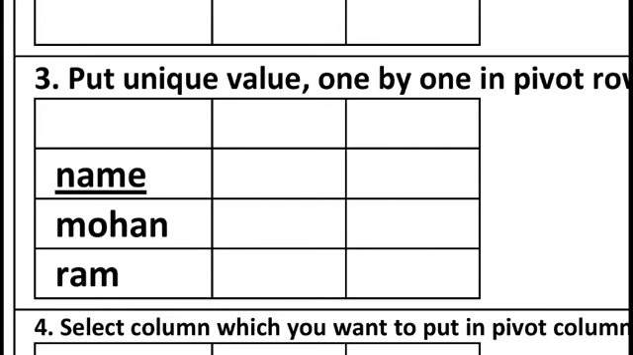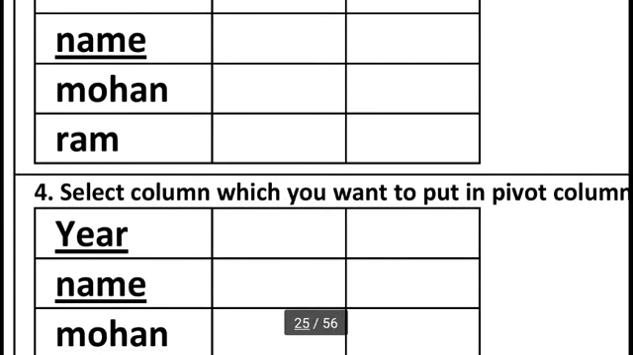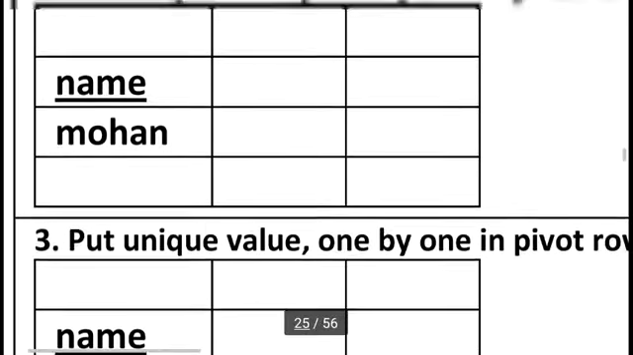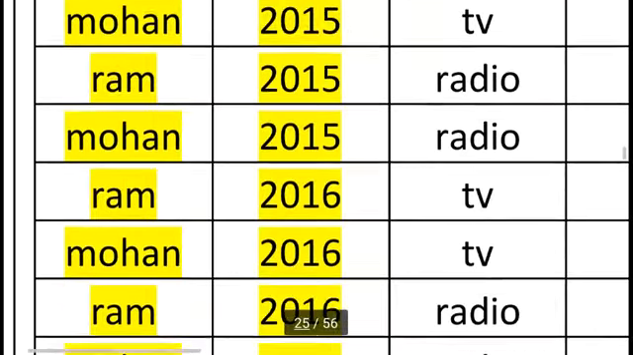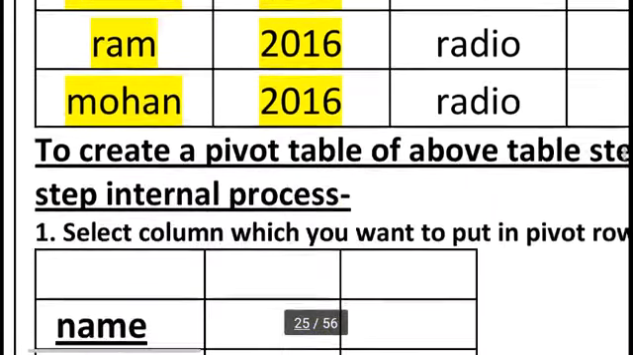Okay, the second thing is which column I want to put in the pivot column. So here I am using year. You can see in year we have two years, 2015 and 2016.